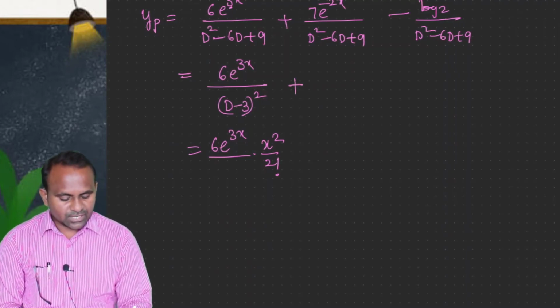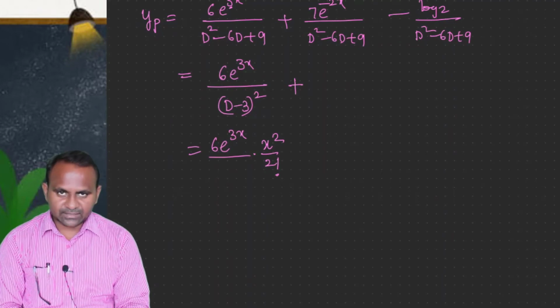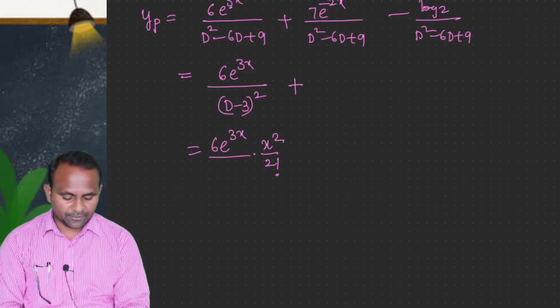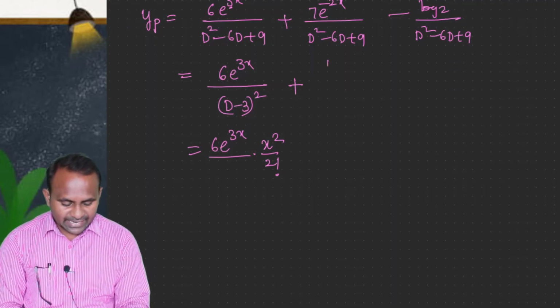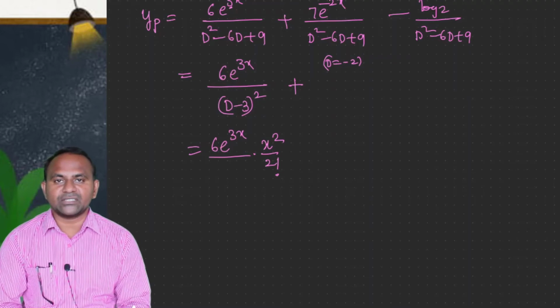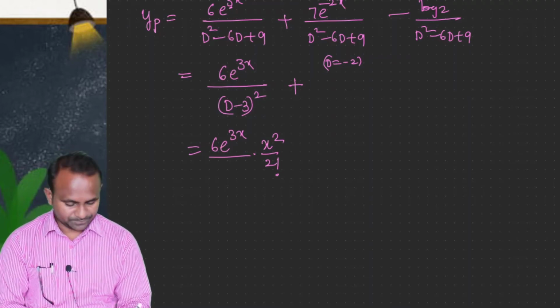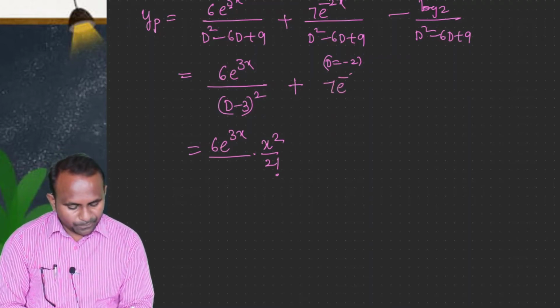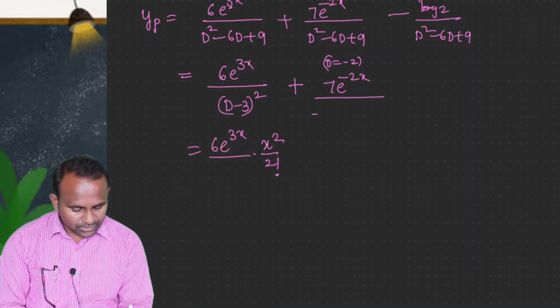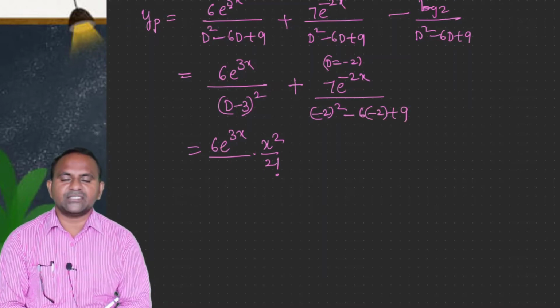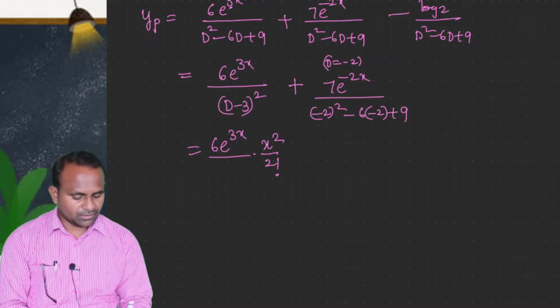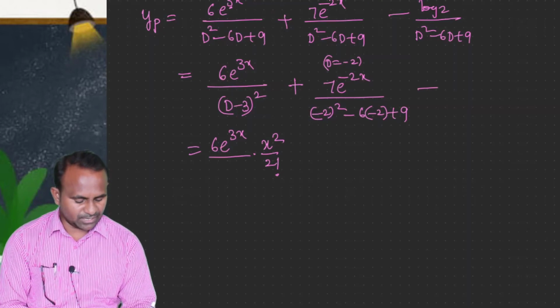And now, this is again a particular integral of type e^(ax) by f(D). Your intention is to put D equals minus 2 in this place, because it will never make it 0, because minus 2 is not a root. So simply substitute it. How? This is minus 2 squared, minus 6 into minus 2, plus 9. That's it. Some number which is not 0 will be given. That as usual will be a particular integral.